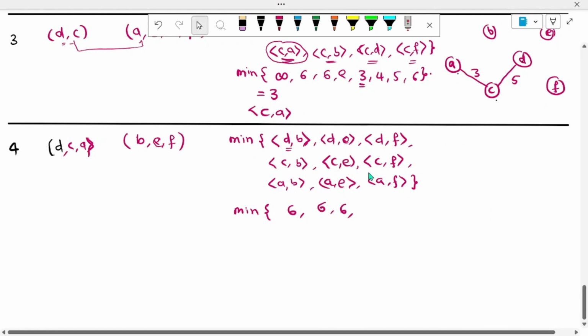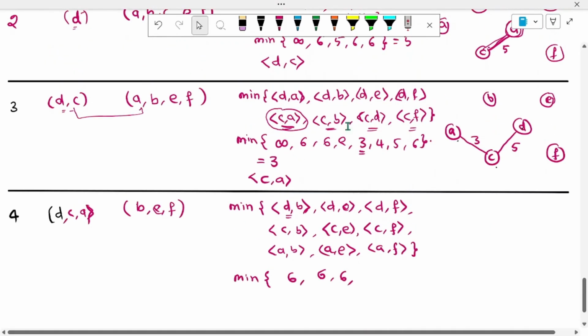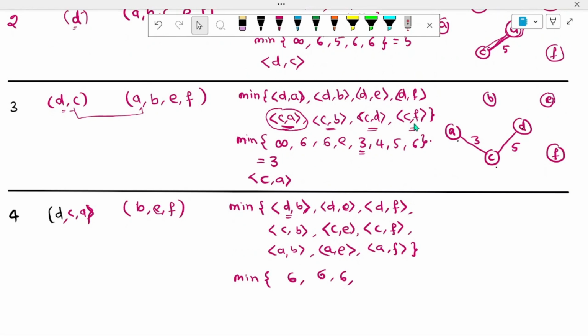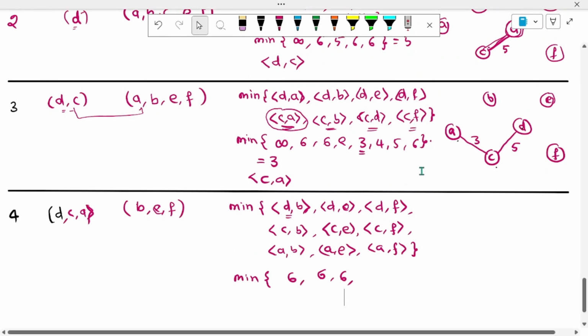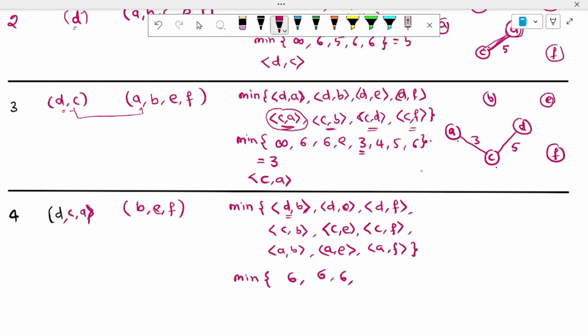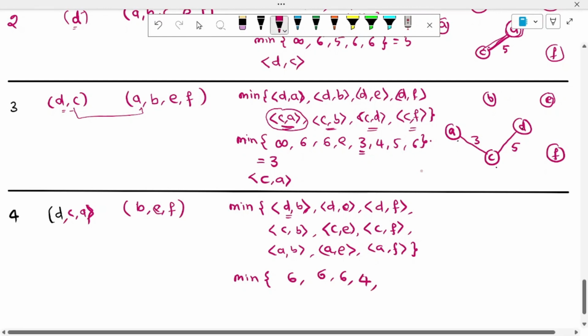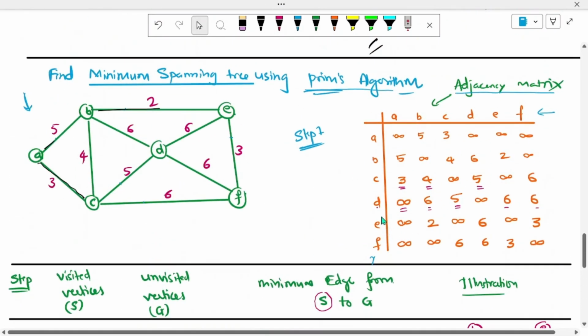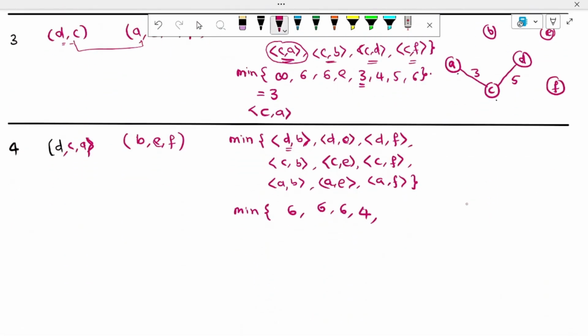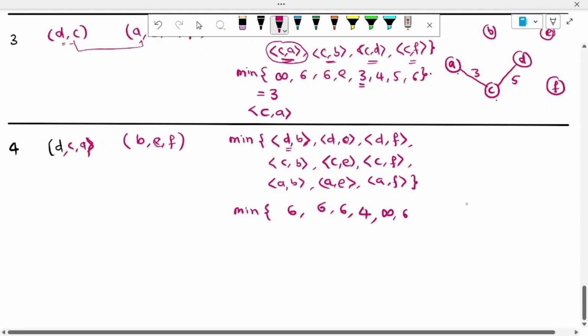Then next CB, CE and CF. You can take it from here only. CB, CE and CF. CB is going to be, I think, 4. CE is, I think, infinite, and CF is 6. Let me verify once. CE infinite, and CF is 6. So infinite and 6. Right.